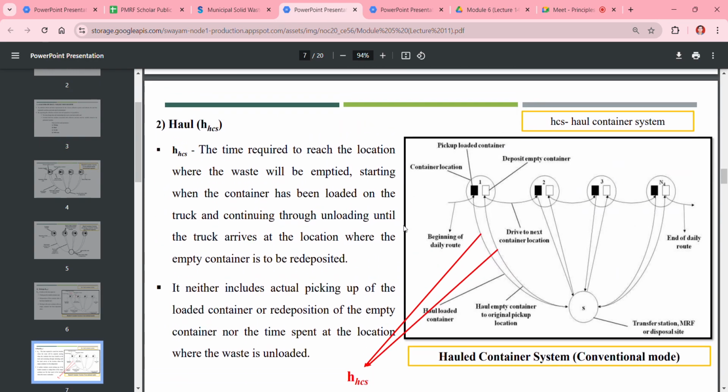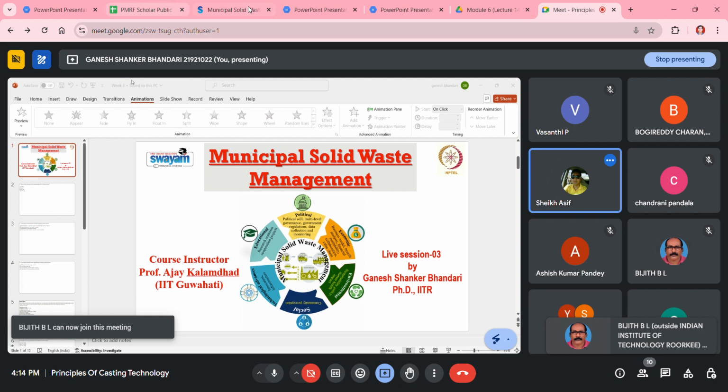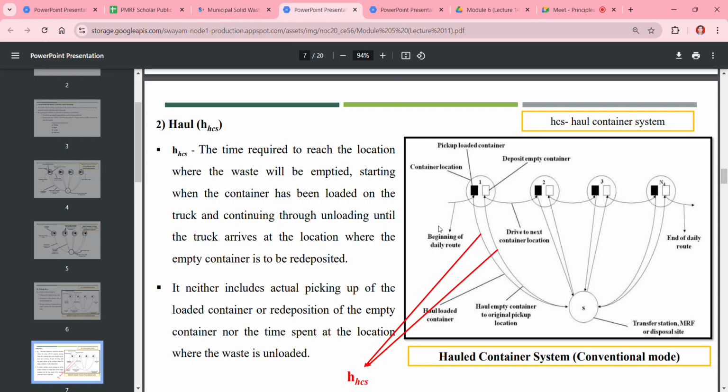Okay, and then coming to the haul, that is known as SCS. So what is haul? The time of traveling from the haul container site to your disposal site, and back from the disposal site to that haul container site. The total of these two times will be known as the haul time.